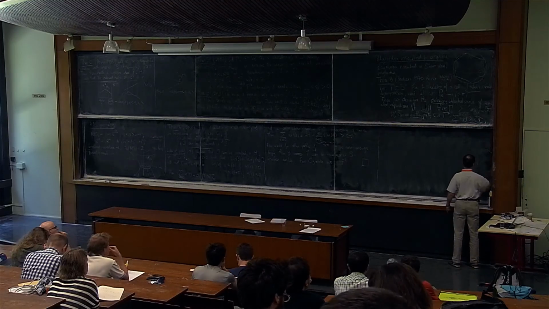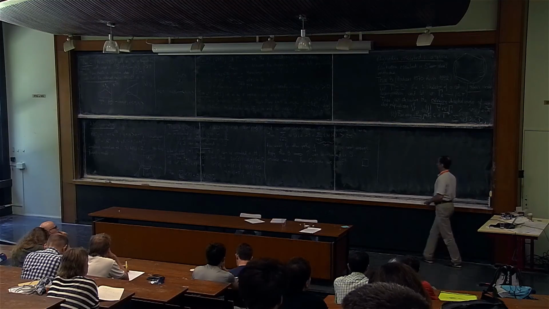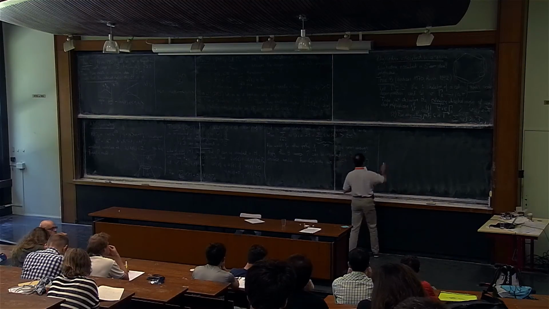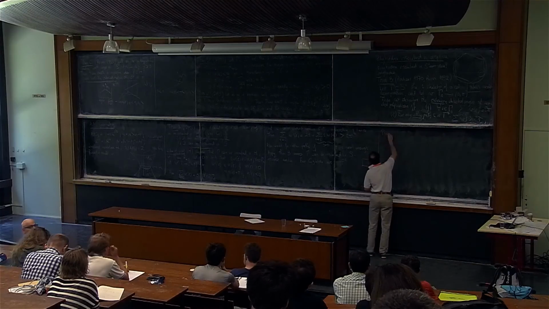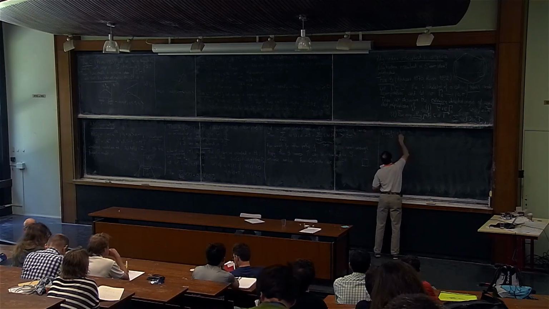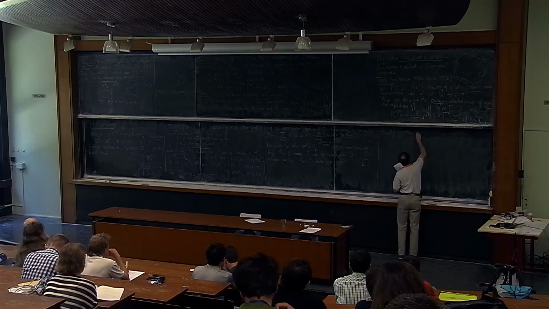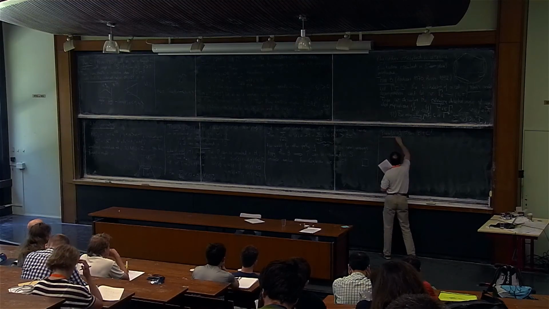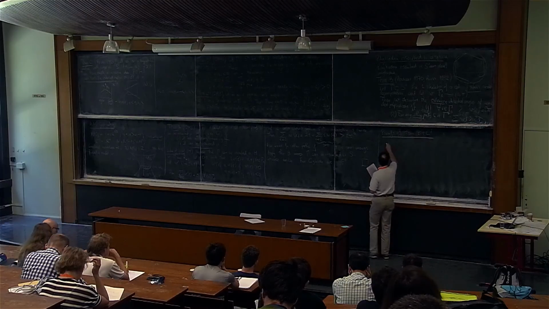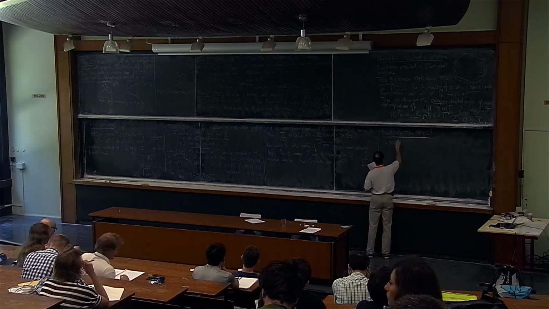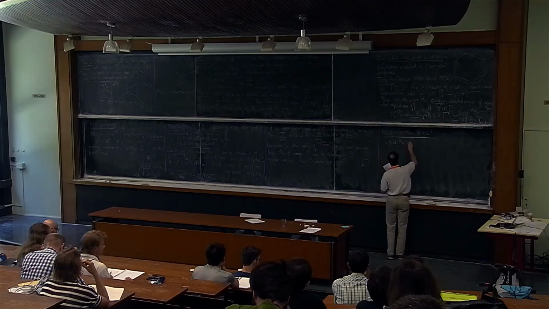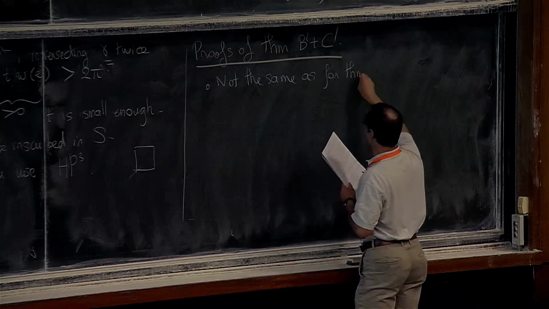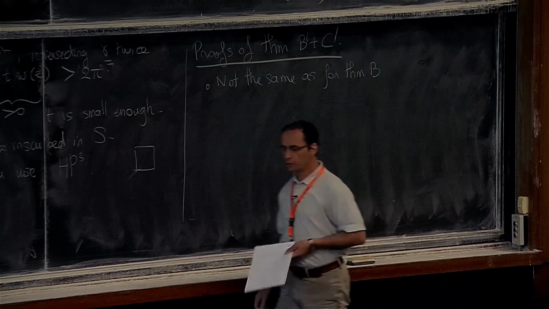Okay. So what are the key ideas of theorem B and C, B prime and C prime, sorry. So the point is that it's not the same as for theorem B. So how do you prove theorem B?